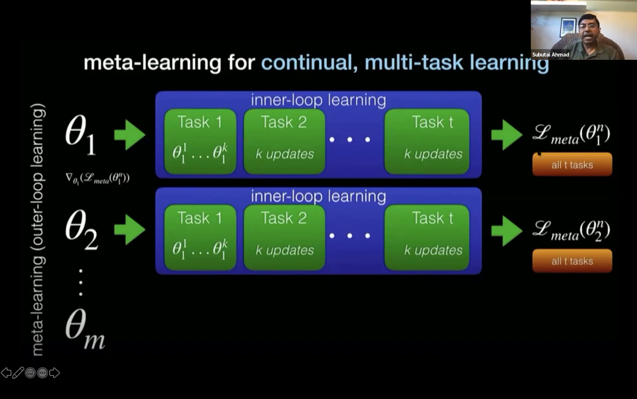But then at the end, you evaluate how well it learned all the categories. And of course, with typical backprop, it would do horribly on all the categories. It would only learn the last two. But you evaluate on all of them. And then, what he proposed is, you backpropagate through the whole thing, generate a new set of parameters, and repeat this entire process.